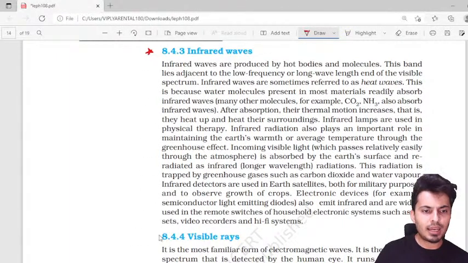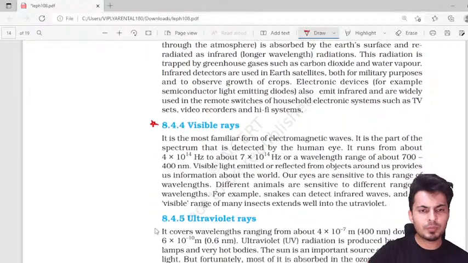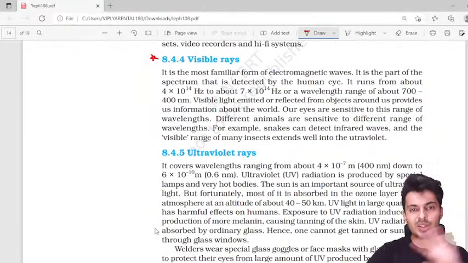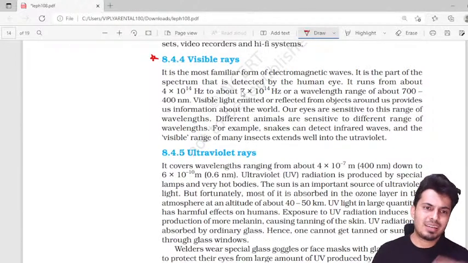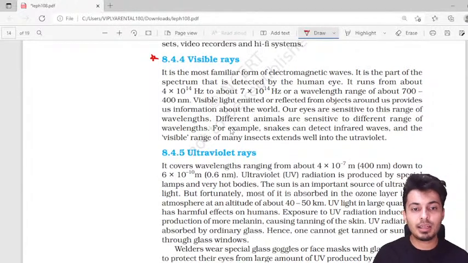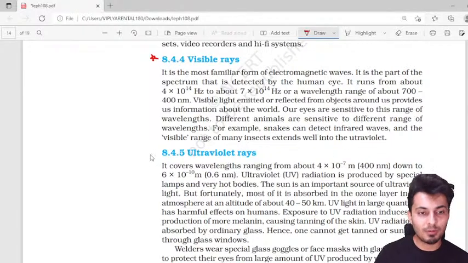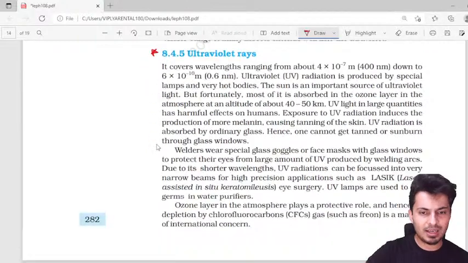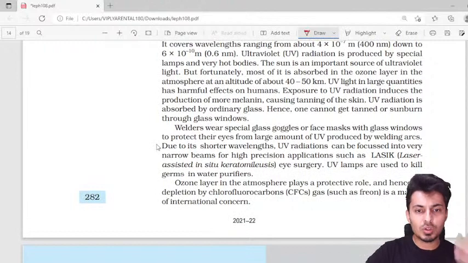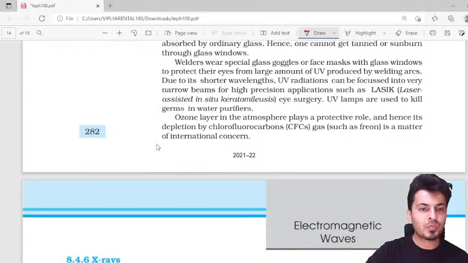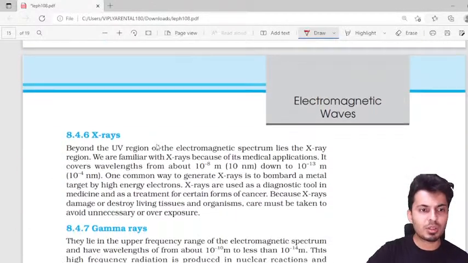Also visible rays, I just told you about it, you should just know the range. Most living organisms can see visible rays, but there are animals like snakes and dogs who can see much beyond the visible spectrum. For example, snakes can detect infrared waves. UV rays, you should know that they are harmful for the skin and can cause diseases, so you should definitely protect yourself from them. And the ozone layer protects us from the UV rays.